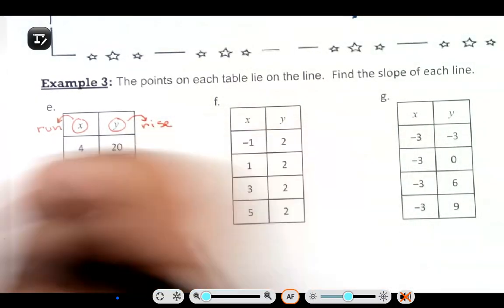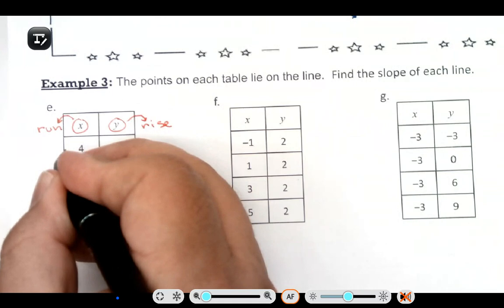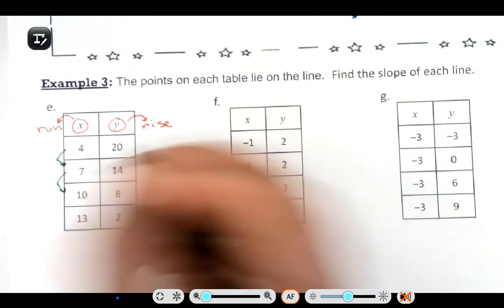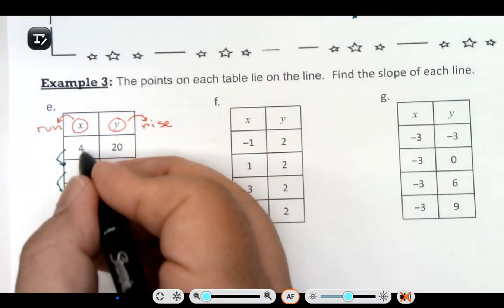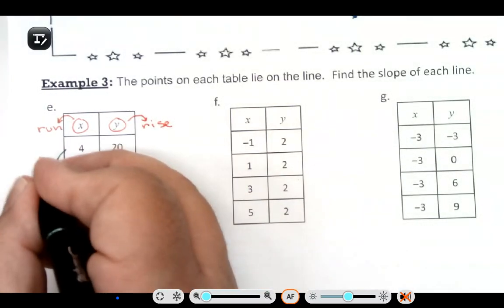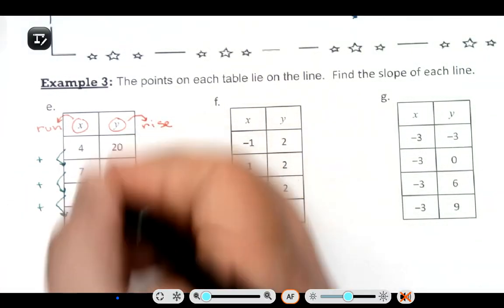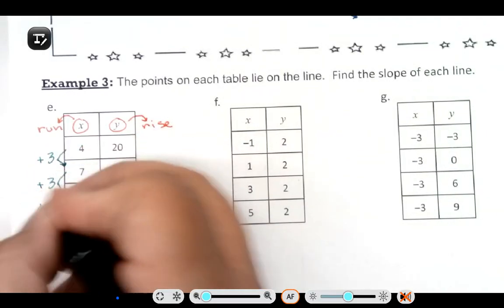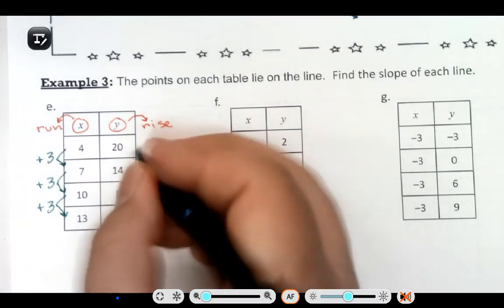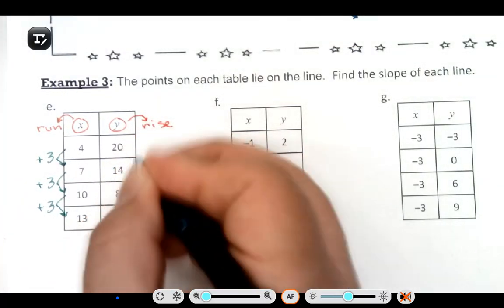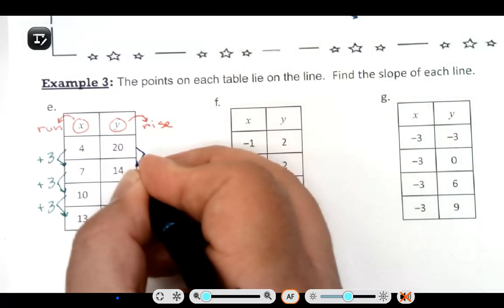So let's start talking about patterns. If you notice, the numbers are getting bigger and bigger as we go. So the question is, what's the pattern? They're going up by how much? They're going up by 3. If that's what you were thinking, then you were on the right track. And then the y's, well, look, 20, 14, 8. The numbers are dropping.